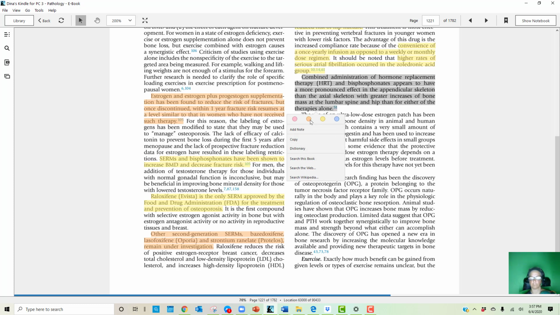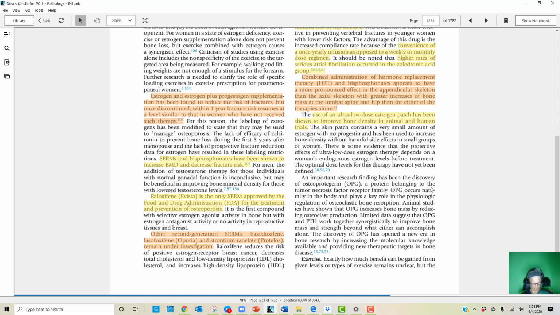The use of an ultra-low dose estrogen patch has been shown to improve bone density in animal and human trials. The skin patch contains a very small amount of estrogen with no progestin and has been used to increase bone density without harmful side effects in small groups of women. There is some evidence that the protective effects of ultra-low-dose estrogen therapy depend on a woman's endogenous estrogen levels before treatment. The optimal dose levels for this therapy have not yet been defined.